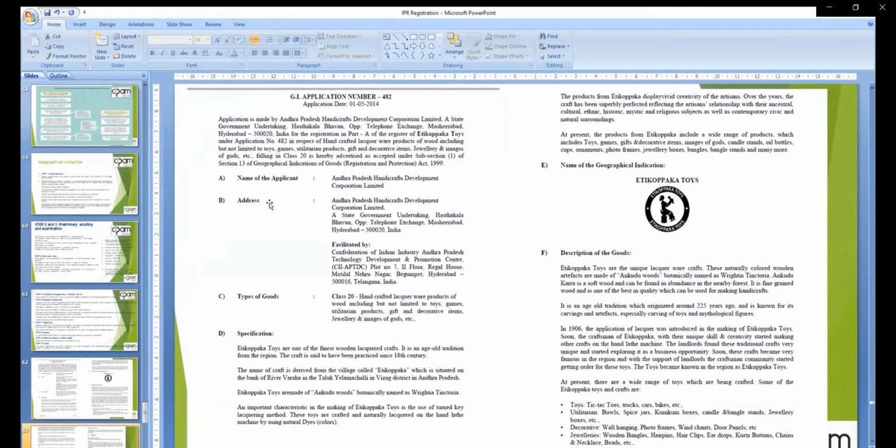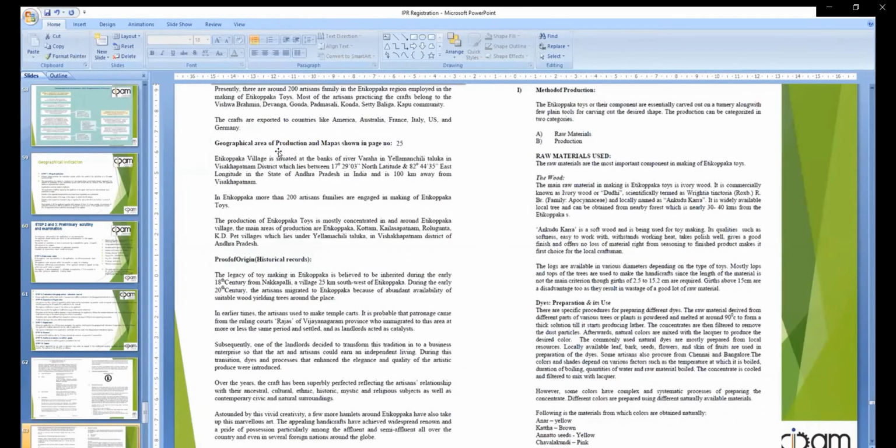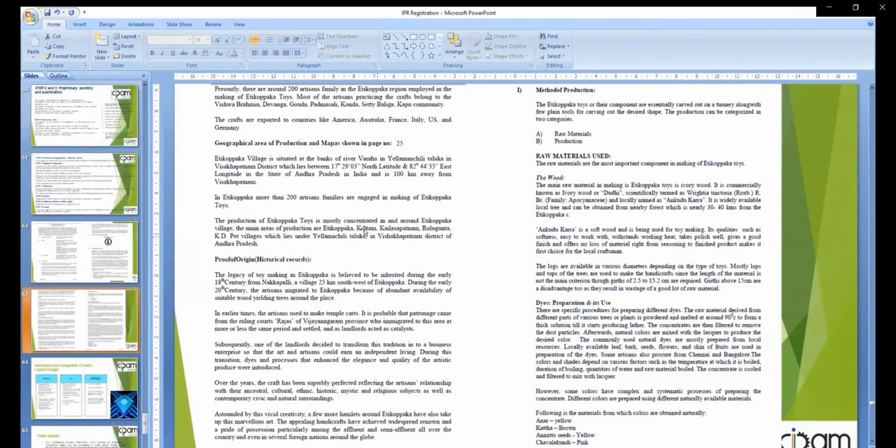to this geography. You can see the geographical area of production and the map. There is a representation of what type of climate, what the latitude is, then proof of origin, history has been given, method of production, raw material used, and dyes used, everything. This is the way the final journal copy of a geographical indication looks.